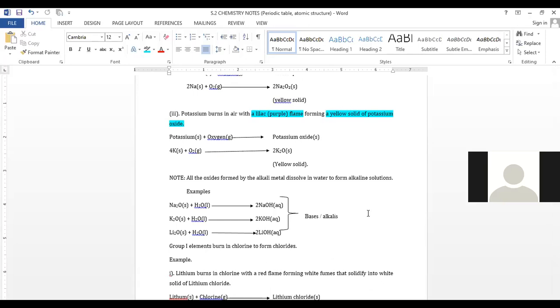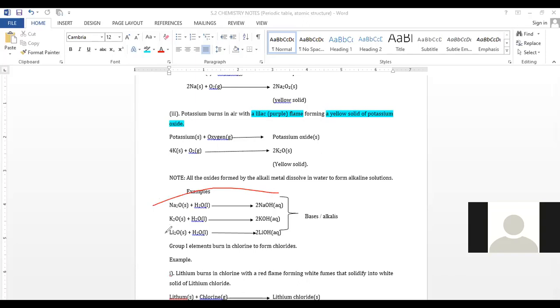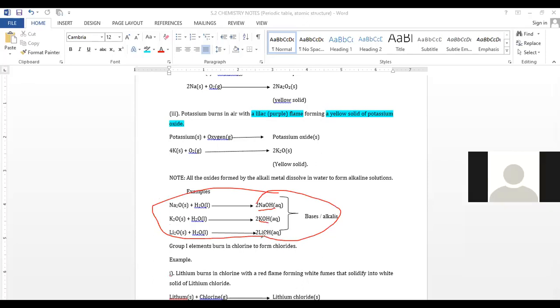Since these oxides are from alkali metals, they form alkaline solutions. That's why we call them basic oxides. If you see what is put in your notes at this point, all these oxides form bases. This one, this one, this one. That is why these oxides are called basic oxides.